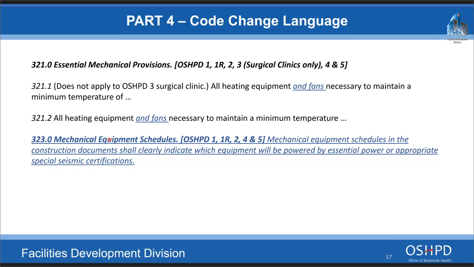Same thing with 320.2 and 323. What we're looking for here is giving some direction to the mechanical engineers of record, saying on the schedules, please include what things need to be on essential power, and OSP, seismic certs that are required for different pieces of equipment. Even in reviewing our projects, typically we've got to go into the electrical drawings to see that these are specified correctly for essential power. Sometimes it's in the specs. It's not always clear in the drawings. This will make it clear for everybody using the drawings. Next slide, please.